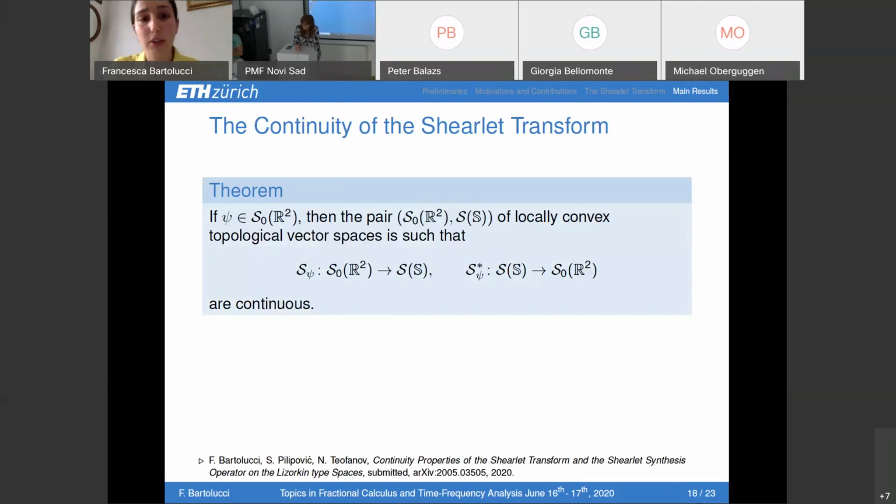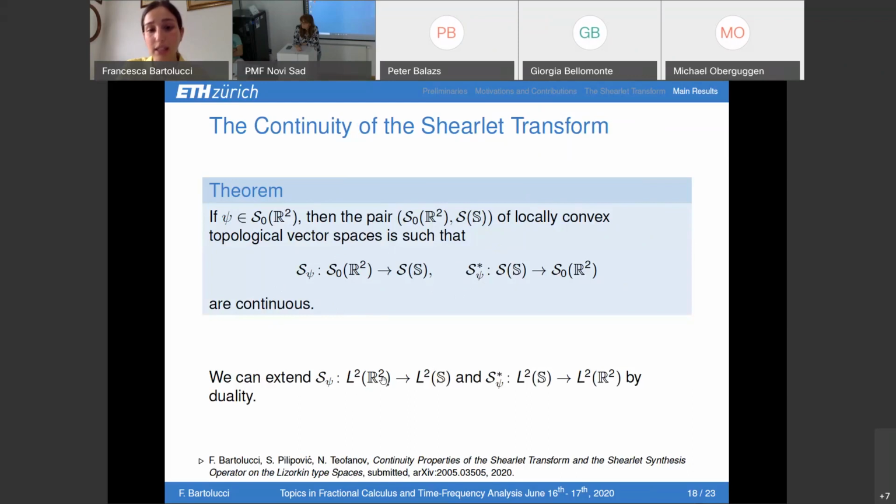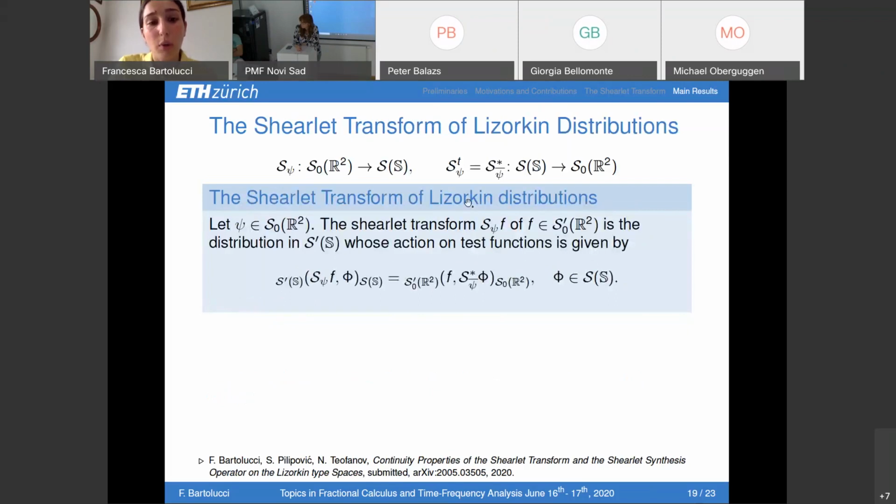Thank you very much. So the main theorem is the following one, which states that this pair of test function spaces is such that the Shearlet transform and its adjoint are continuous. And these continuity properties allow us to extend the Shearlet transform and its adjoint by duality. So we can define the Shearlet transform of any Lizorkin distribution as the transpose mapping of this operator, which is continuous. So the continuity ensures that it is a good definition.